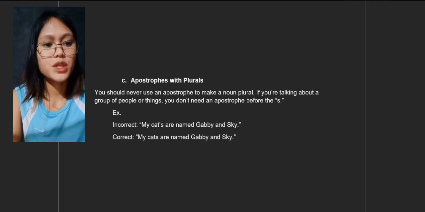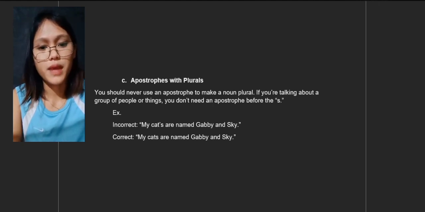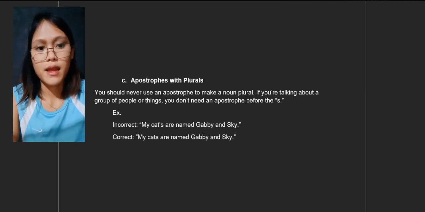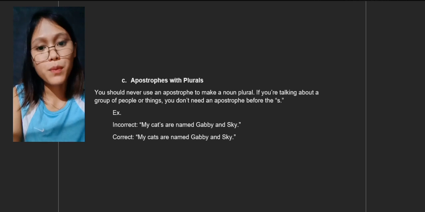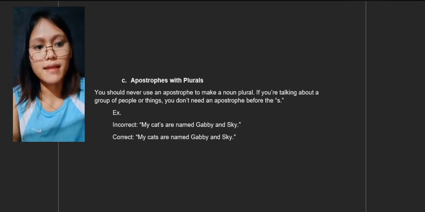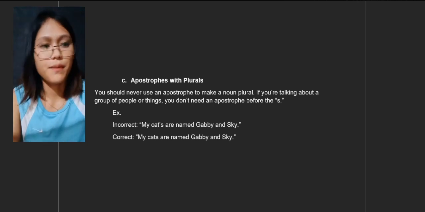Third one, apostrophes with plurals. You should never use an apostrophe to make a noun plural. If you're talking about a group of people or things, you don't need an apostrophe before the S. Example: My cat's are named Gabby and Sky. You should not put an apostrophe after the T here because you're talking about a group of people or things. So instead, the correct one for this is: My cats are named Gabby and Sky.